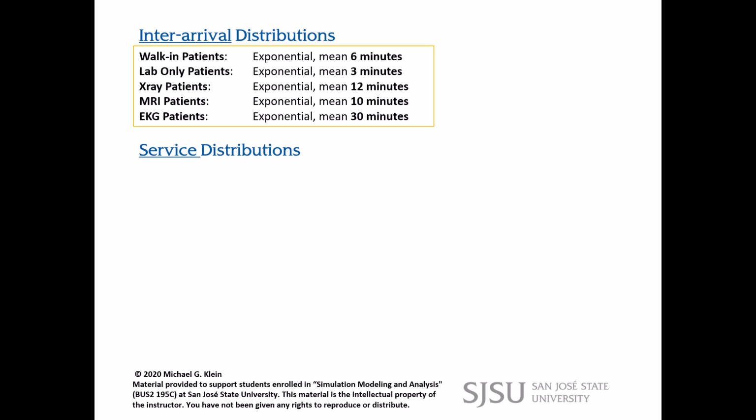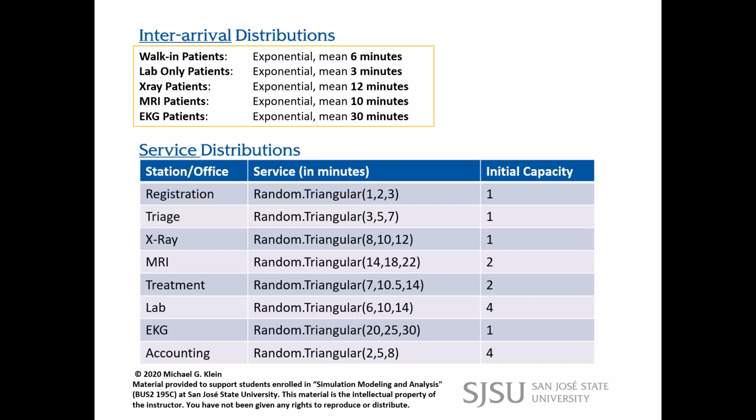For the service distributions, for each of the stations or offices, we'll have a different service time. We're going to use all triangular distributions using the random.triangular function in Simio with the following parameters in minutes. For registration, we'll have 1, 2, 3. For triage, 3, 5, 7 minutes. For x-rays, 8, 10, and 12 minutes. For MRI, we'll have 14, 18, 22 minutes.